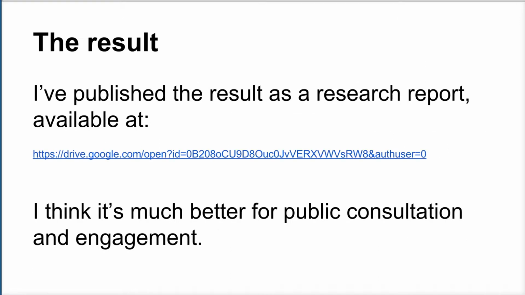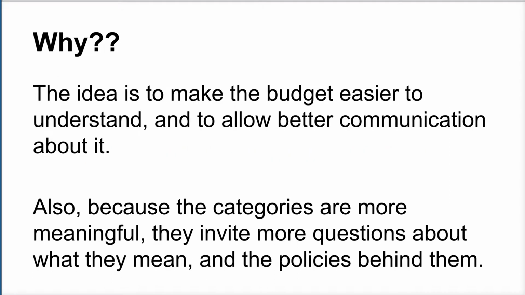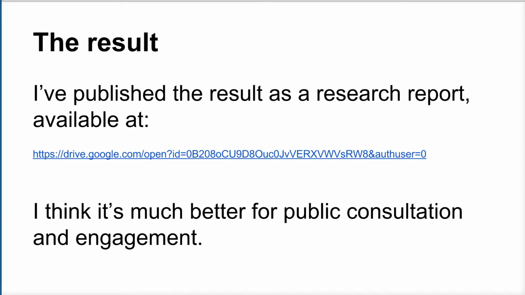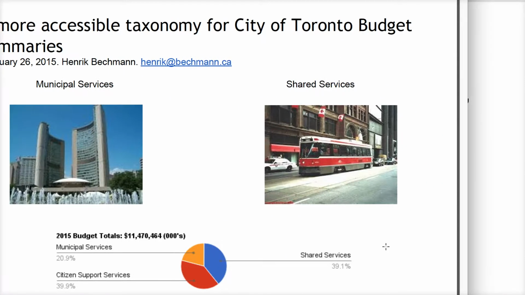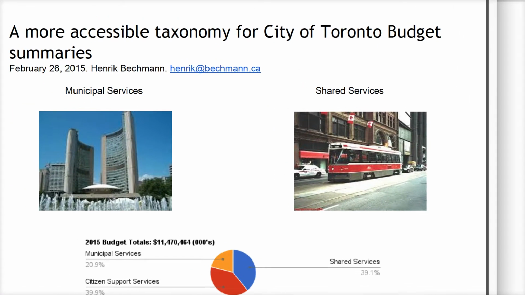So I wanted to do this to provide a means for people to understand where the city spends its money a little bit better, to allow hopefully some more meaningful communication about it, and hopefully to get people to shift a little bit from talking about the gross number and how to reduce the budget to more meaningful conversations about what the city actually spends its money on. So the result is a document that I've published, and that is available to anyone who wants to see it.